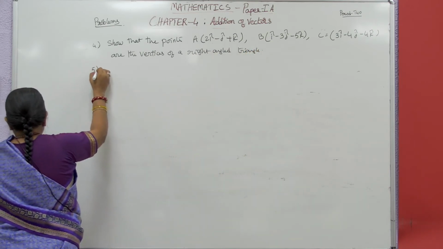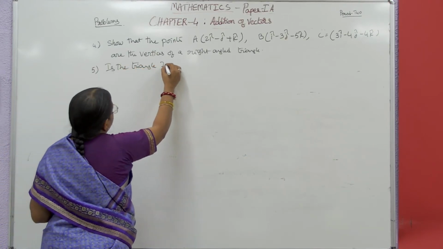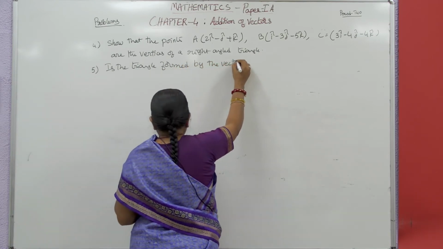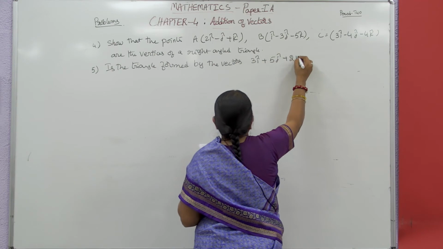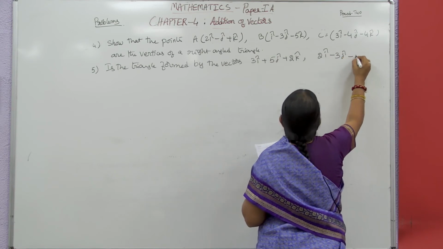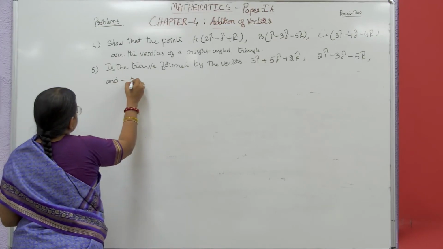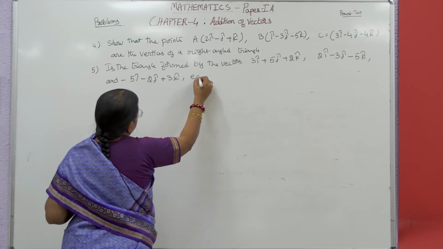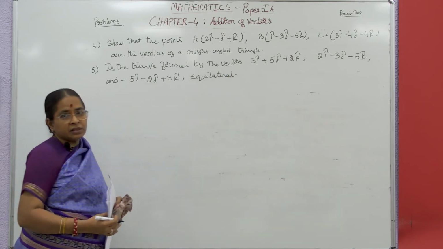Now the next problem: is the triangle formed by the vectors 3i plus 5j plus 2k, 2i minus 3j minus 5k, and minus 5i minus 2j plus 3k equilateral? Now what is the difference in these two problems?